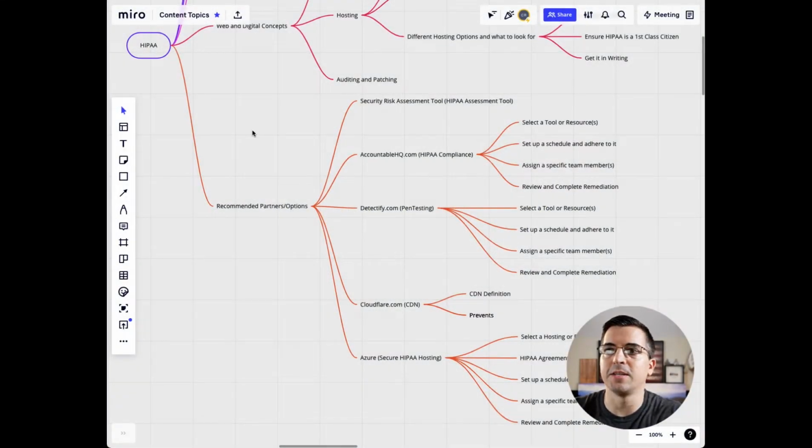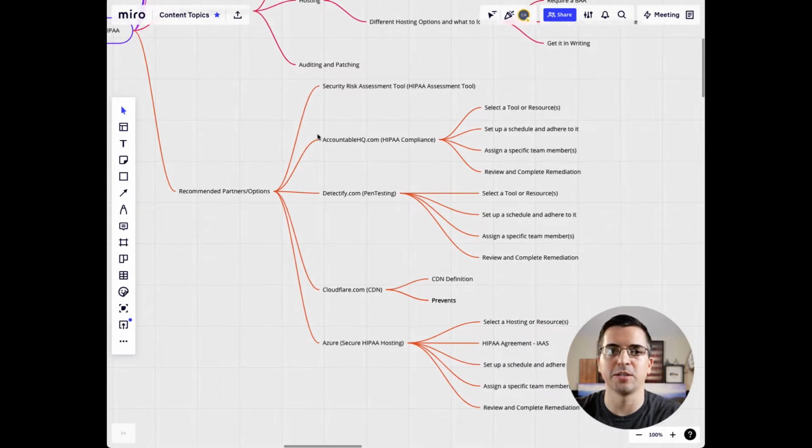And today we're going to be talking about Accountable HQ and in particular risk assessment and compliance auditing platforms. Now, there are a lot of different tools you can use.